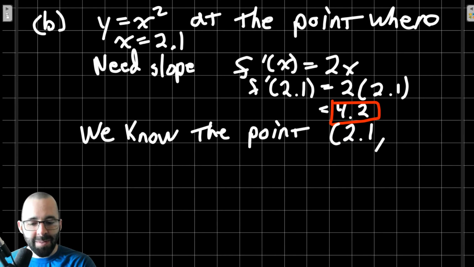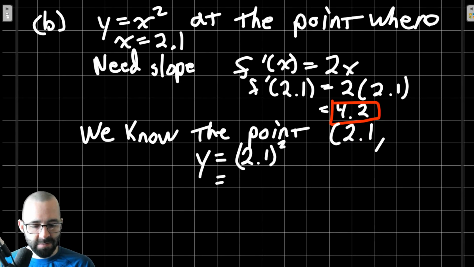Well, it's your lucky day because we have this nice relationship between x and y. It's the function, right? So we don't know y. Well, we can find it out, right? y is equal to x squared. So when x is 2.1, y is going to be 2.1 squared, which is, I actually don't know this. Is it 4.21 maybe? 2.1 squared. Oh, 4.41, not even close.